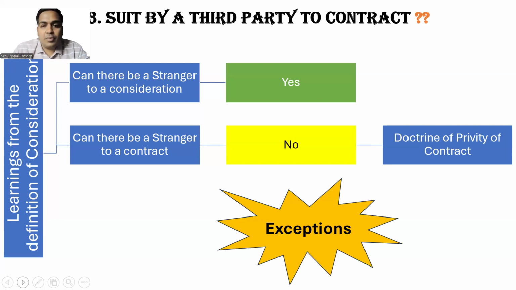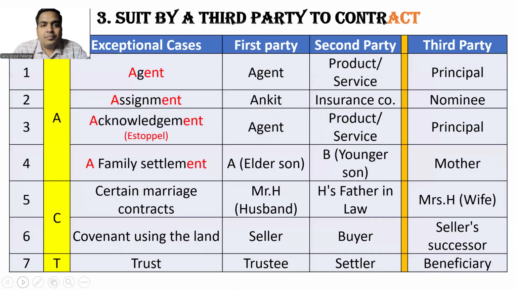Let us see those 7 exceptions. First, we'll see them in tabular format, then we will see them in detailed format. So how do we remember? There are 4 A's, 2 C's, and 1 T: ACT. Suit by a third party to a contract: in general, the answer is no, but there are 7 special cases where you say yes. So how do you remember? The acronym ACT. 4 A's, 2 C's, and 1 T.